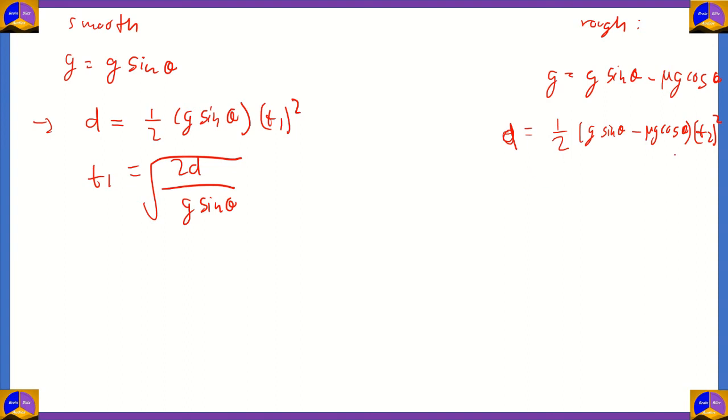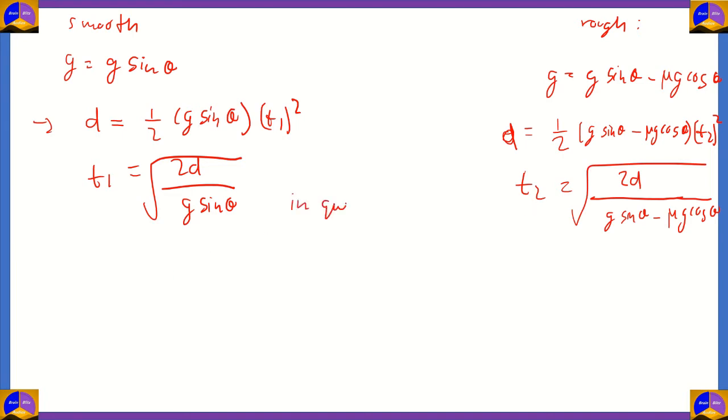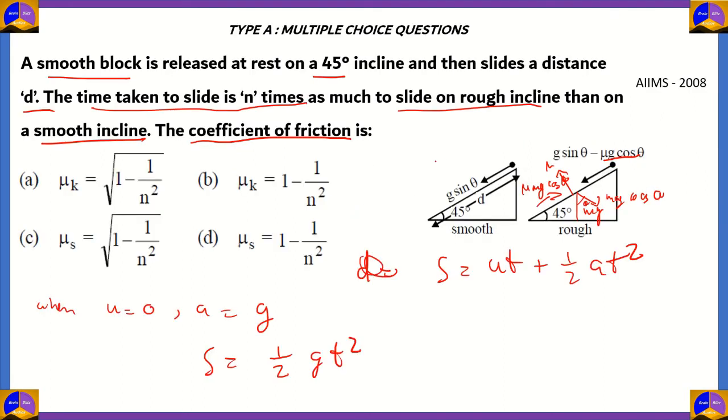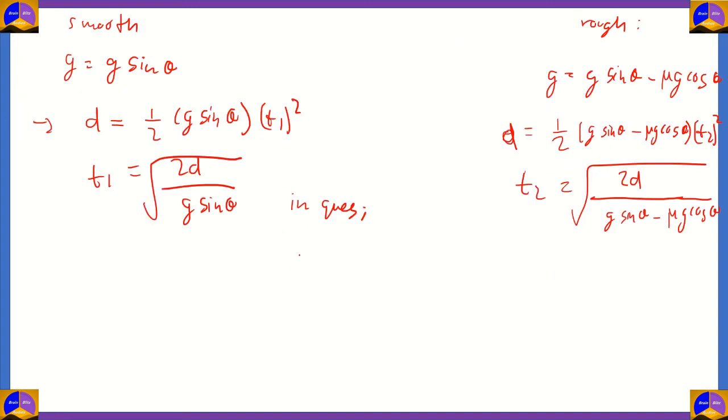So over here you can write t2 as under root of 2d divided by g sine theta minus mu g cos theta. So that is the value of t2. So if you look at the question, it says the time taken to slide is n times as much to slide on a rough incline than on a smooth incline. What that means is that the value of t2 is equal to n times the value of t1.